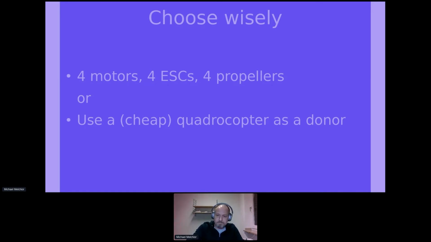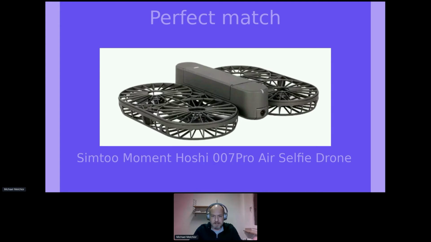And on that platform, I came across this. And I mean, how about that? The Sim2 Moment Hoshi 007 Pro Air Selfie Drone, which is a very long name for a very small drone, looked almost exactly like the drone we saw in the movie. Two things about that. First of all, I was surprised that I didn't find that drone during my first research. And second of all, I was surprised that this drone was very, very cheap. Not even 100 euros. And it even came with a set of 2 batteries. And so I couldn't resist, and I ordered that drone.